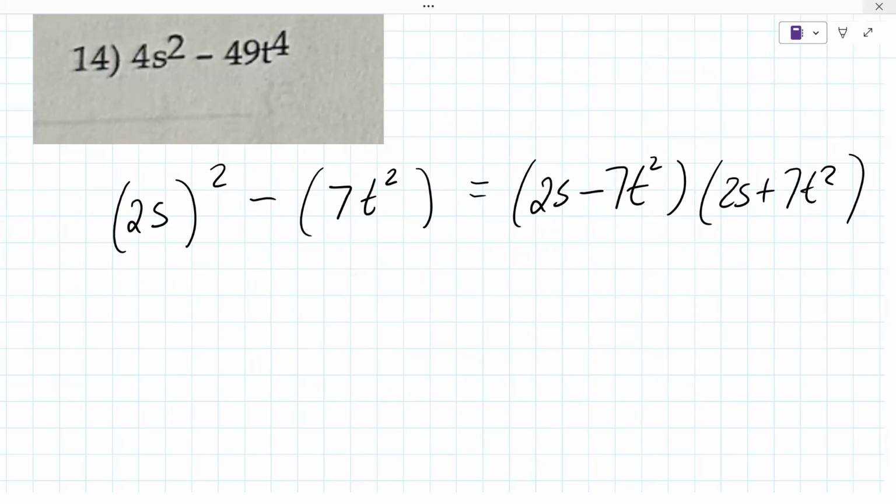No. Okay. 15 seems really out of place unless, let me check something real quick.